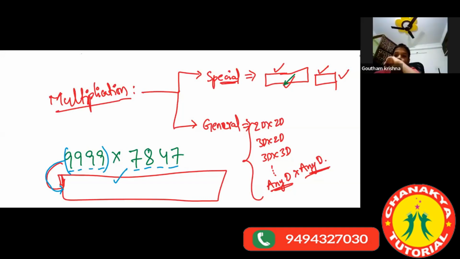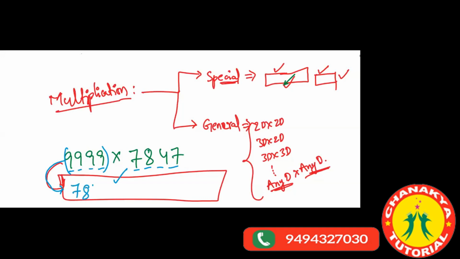Got it? The answer for this question is 78,462,155,4. That's the answer. You can check it in your calculator. How I have written this answer, I'll explain when that situation comes. Tomorrow we are going to start multiplications only. First, we will see all special types of multiplications. At the end, we are going to see general multiplication. Got it?